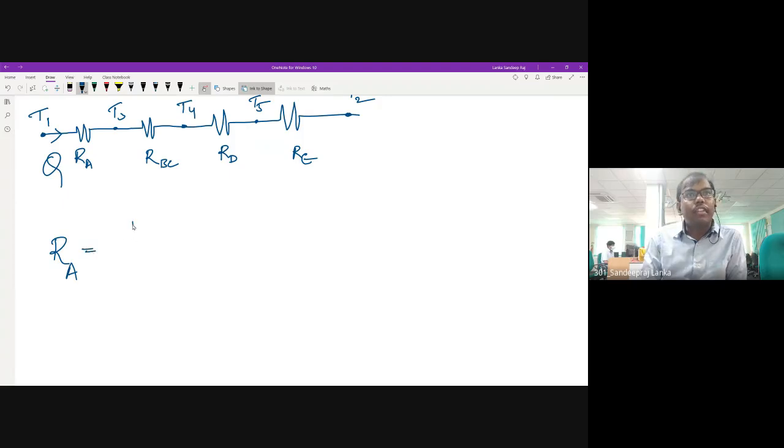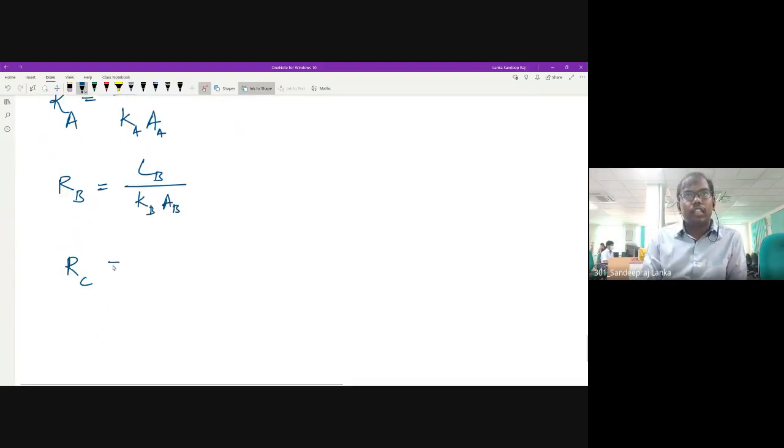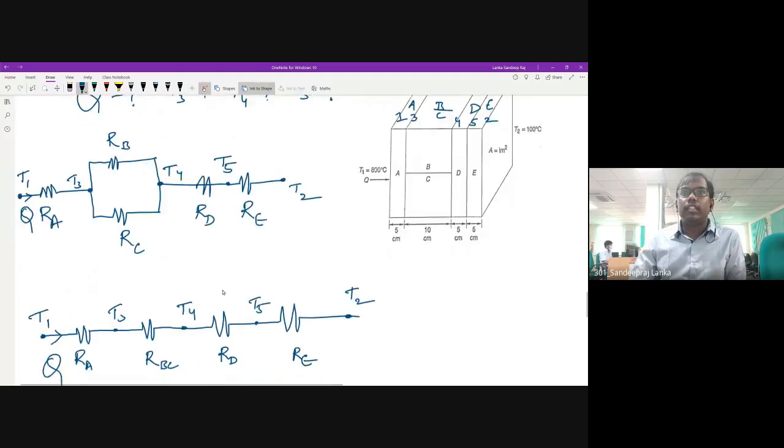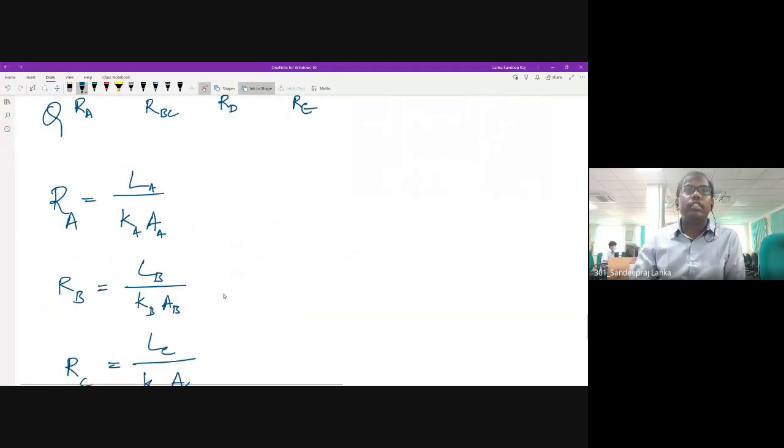What is this RA? I have to find it. The formula is L by KA, L corresponding to A, K corresponding to A, and A corresponding to A. That will be RA. Then RB is LB by KB into A. RC is LC by KC AC. RD is LD by KD AD. RE is equal to LE by KE into A. You have five things here, so all the resistance formulas I have written.